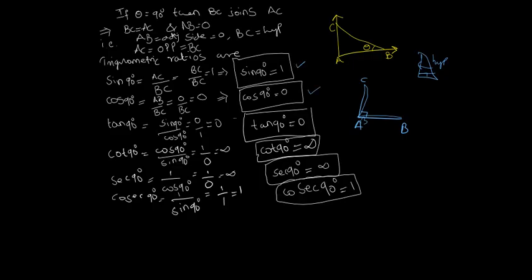Next, tan 90 will be defined as sin by cos. 0 by 1 will be 0. Cot 90 is reciprocal of tan, so 1 by 0 means infinity. Secant 90 will be 1 by 0, which is infinity. Cosecant 90 will be 1. So therefore we can say that tan 90 is 0, cot 90 degree infinity, secant 90 degree infinity, and cosecant 90 degree 1. So these are the standard angles of 0 degree and 90 degree.